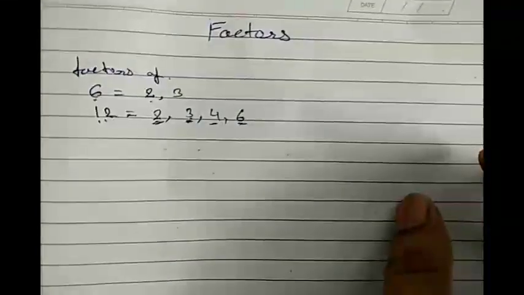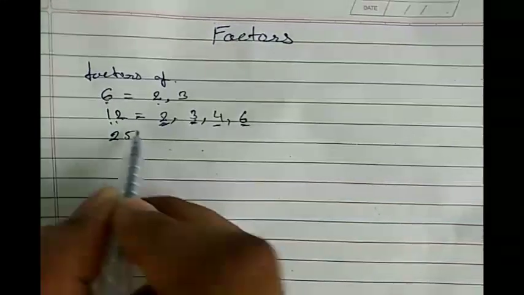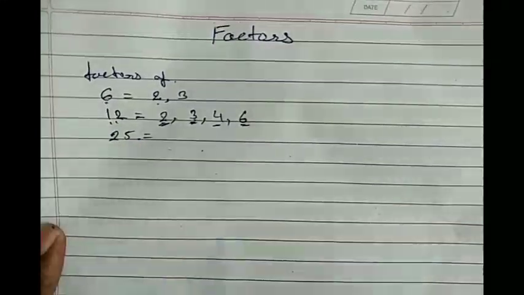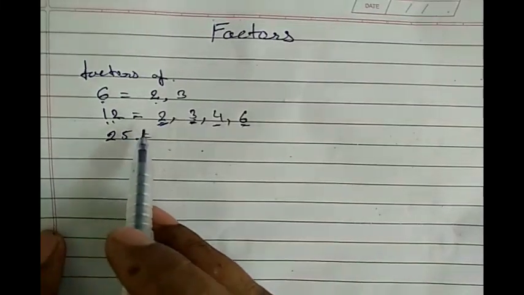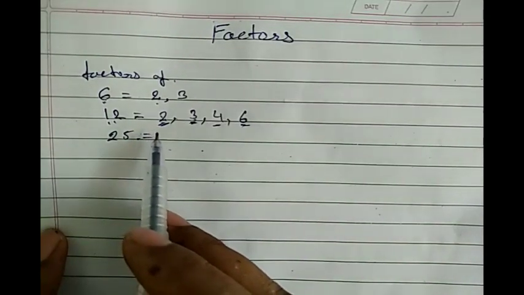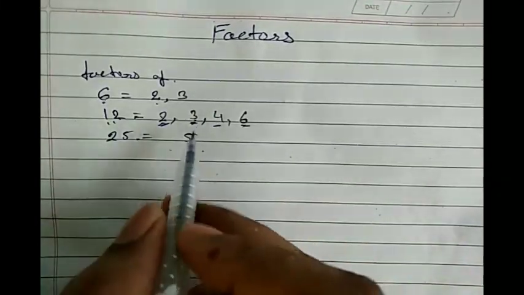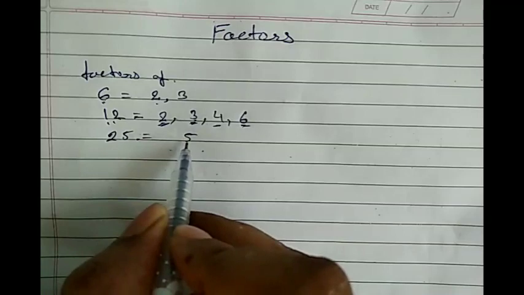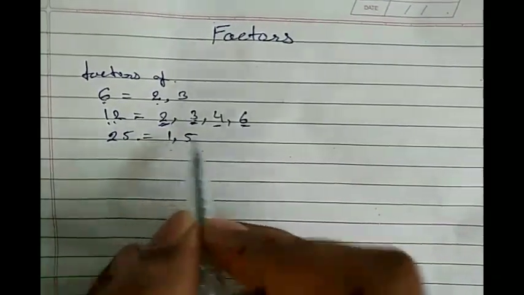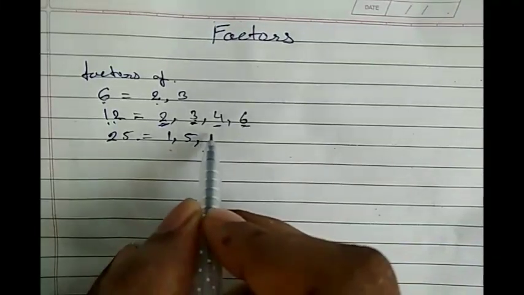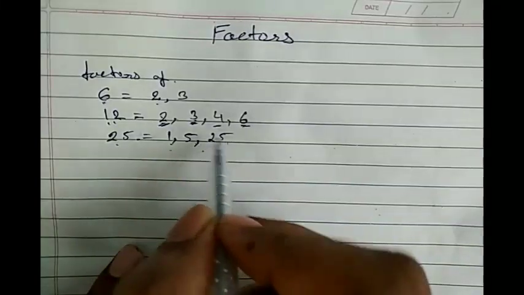One more example. For that we take 25. Factors of 25. When we see this number, 25 is only divisible by 5. So we can say that a factor of 25 is 5. As you all know, 1 is a common factor of each number, and the number itself is also a factor of each number. So the factors of 25 are 1, 5, 25.